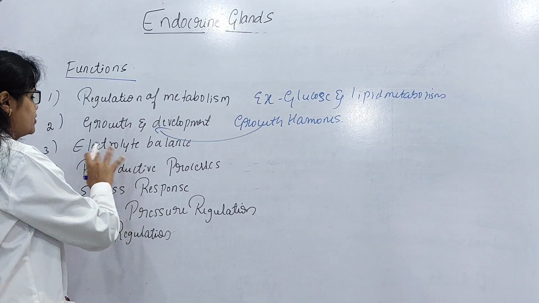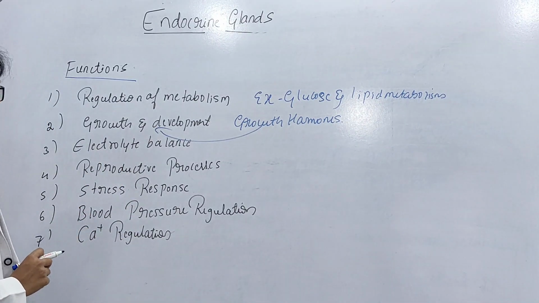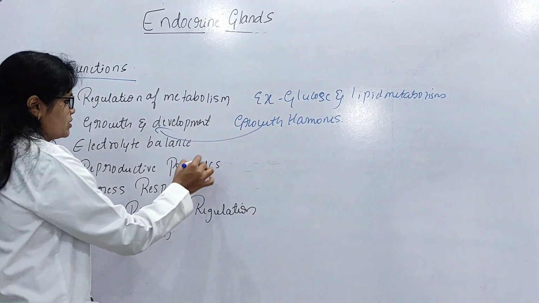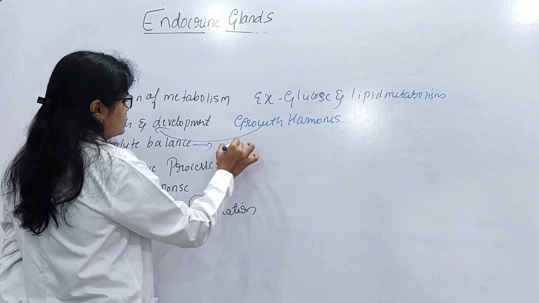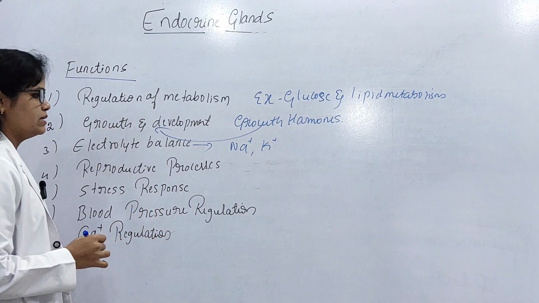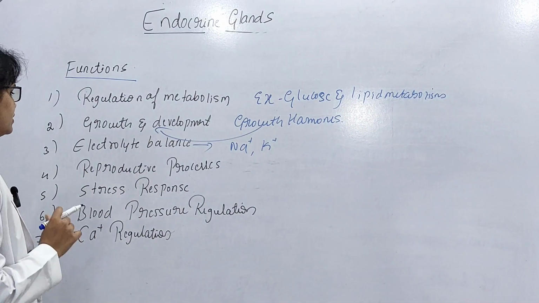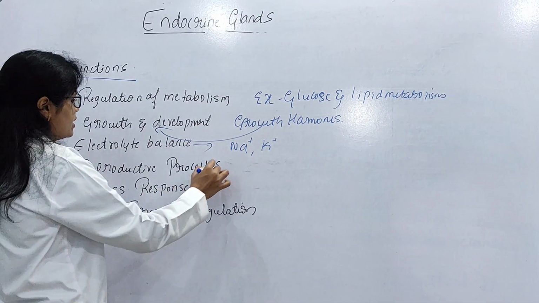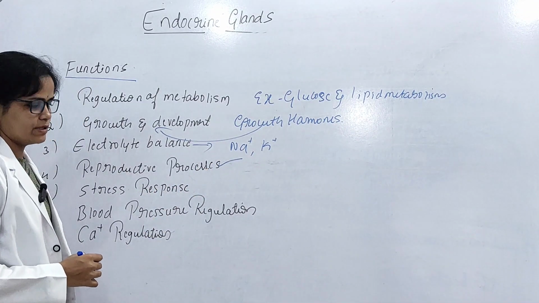Electrolyte balance. The main function of endocrine glands is to maintain the electrolyte balance, electrolytes like sodium and potassium. This electrolyte balance is maintained by the endocrine glands, and they are also helpful for the reproductive processes.